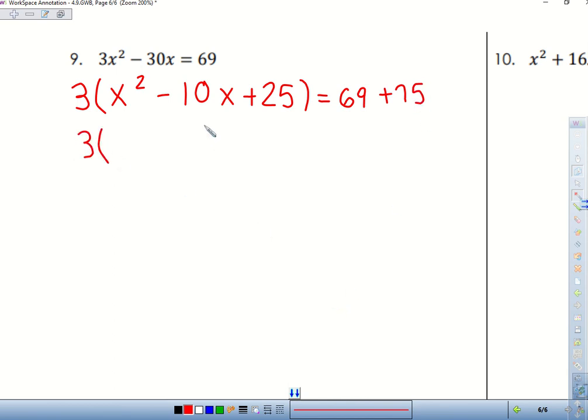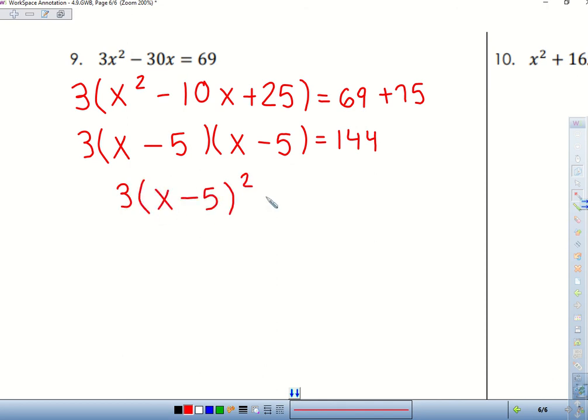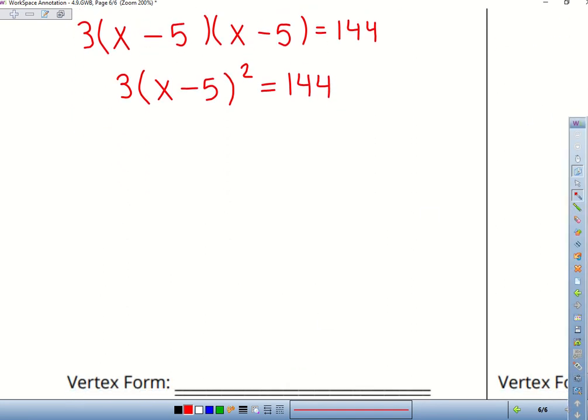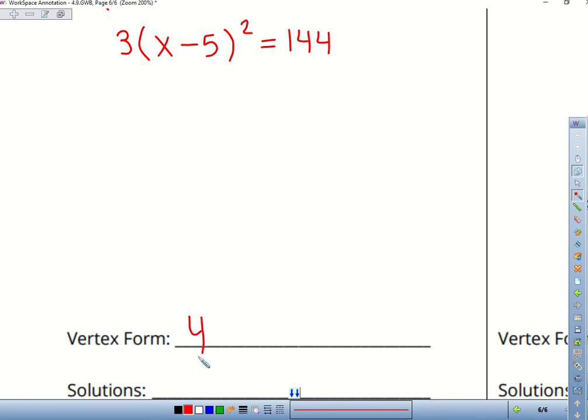We factor this into two identical binomials. Factors of 25 that add up to negative 10. Negative 5 and negative 5. How can I rewrite that? X minus 5 squared. Good. So from here, vertex form is just this. Does everyone see how I got that? Subtract over the 144.